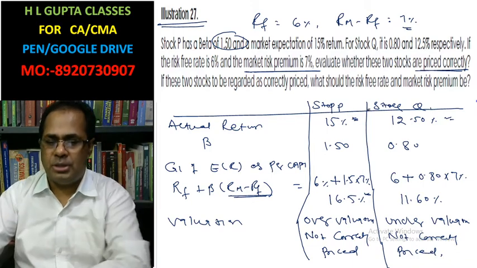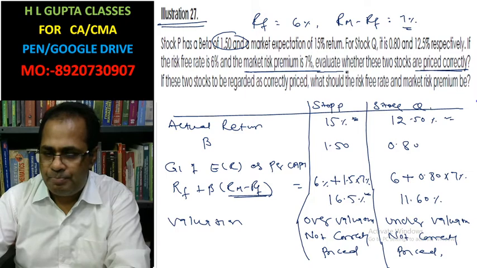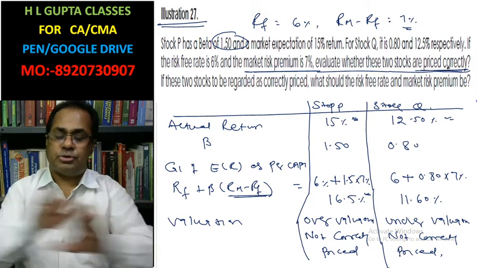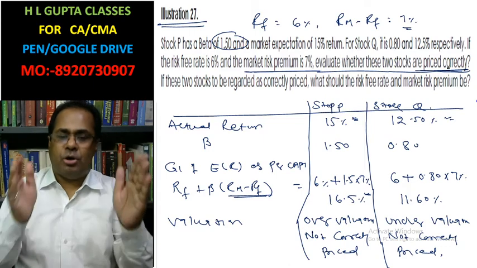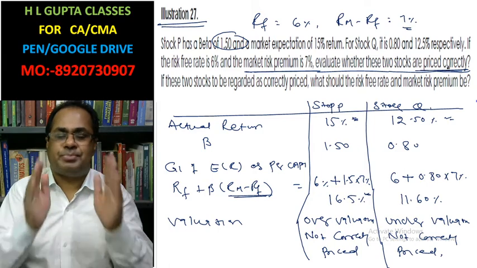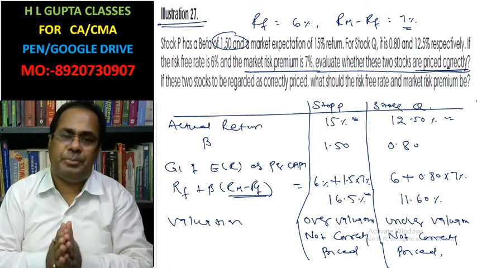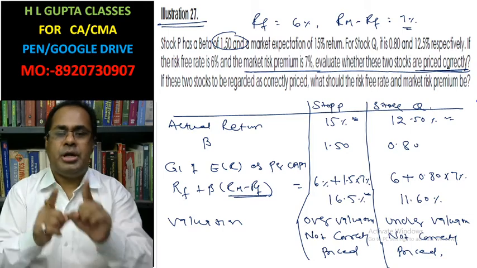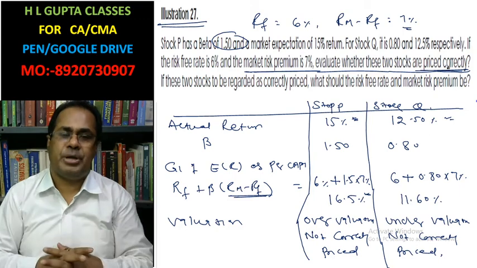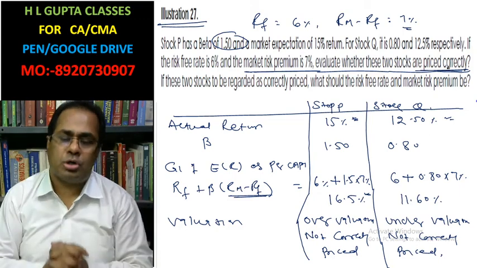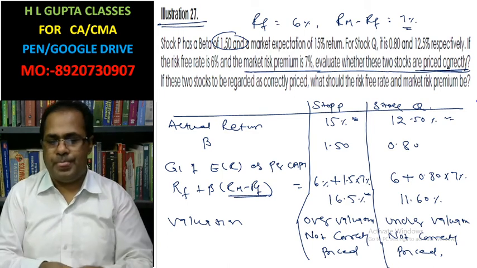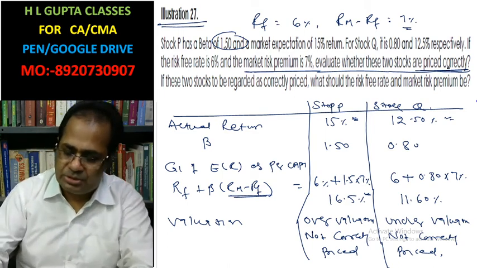The question was, evaluate whether these two securities are priced correctly or not. Both securities are not correctly priced because actual return is not equal to expected return as per CAPM. That's why this is not correctly priced. Now, what is the second part of this question?